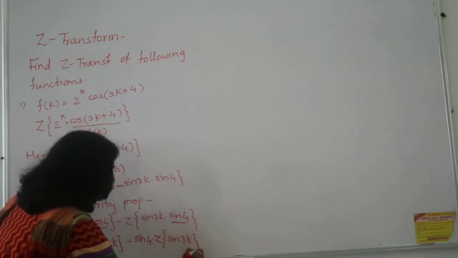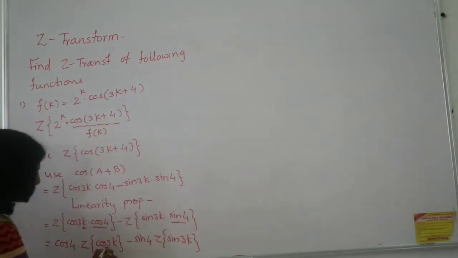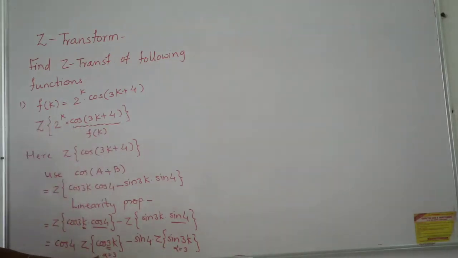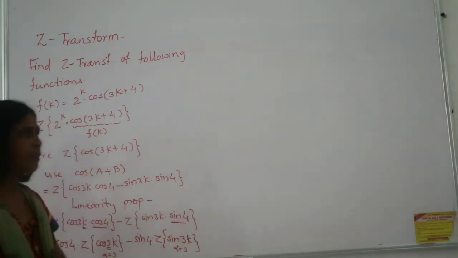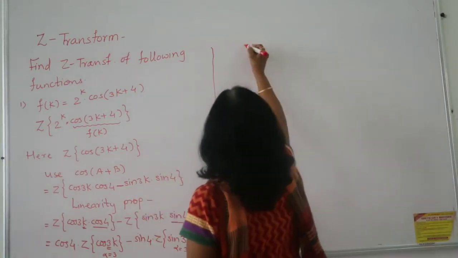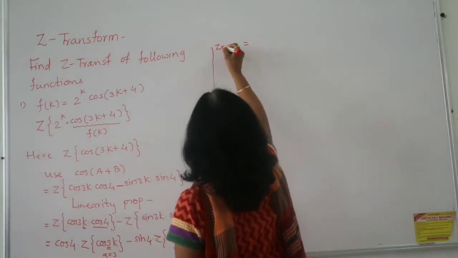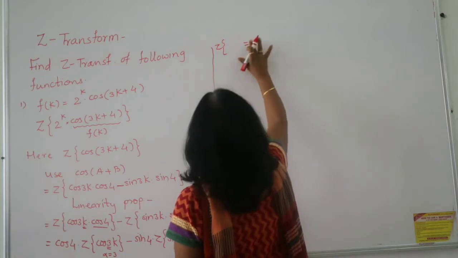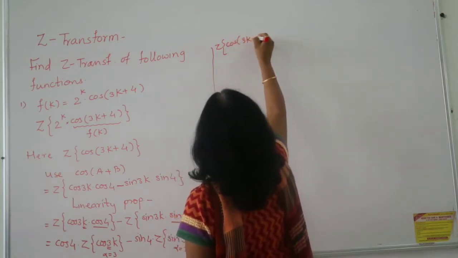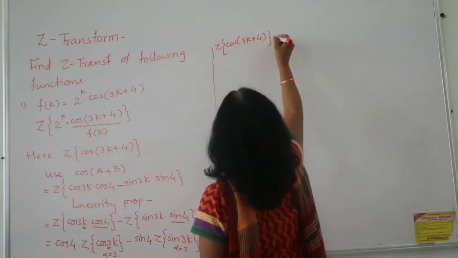And then I have to apply the standard formulae. Here this is the alpha value. Alpha is 3 and here alpha is equal to 3. So here I will apply the formula for Z transform of cos alpha k, and the formula for sin alpha k. I am still calculating Z transform of cos(3k + 4), and this is equal to, so what we are getting here is this one.